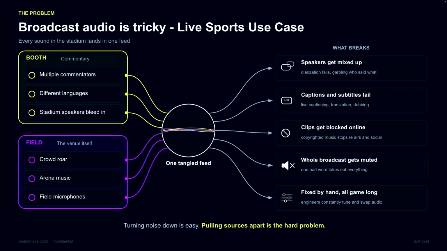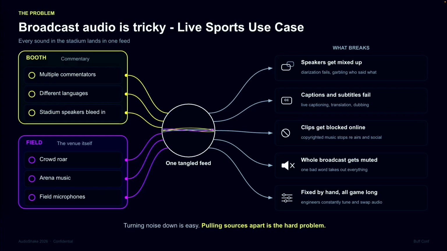And here's the real problem, right? Broadcast audio is extremely messy because you have multiple source points. You have multiple commentators, and different languages that need to be supported. Stadium speakers bleed in, and then you have field effects like crowd roars, arena music, and field microphones. All of that has to be mixed into a tangled feed.